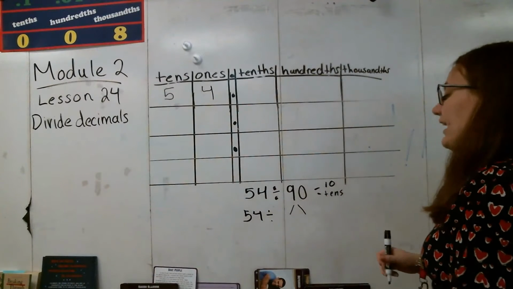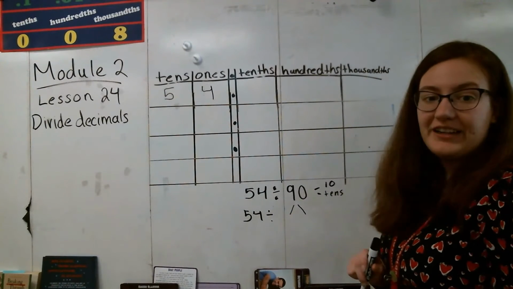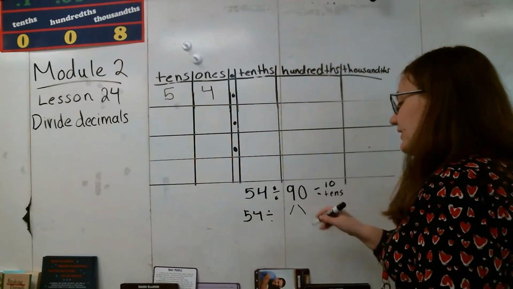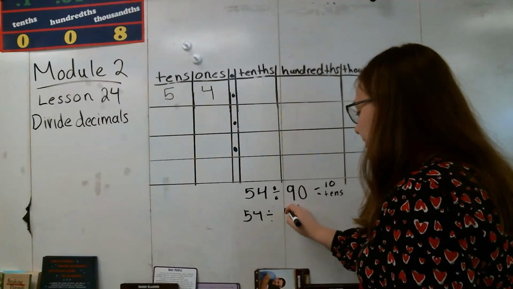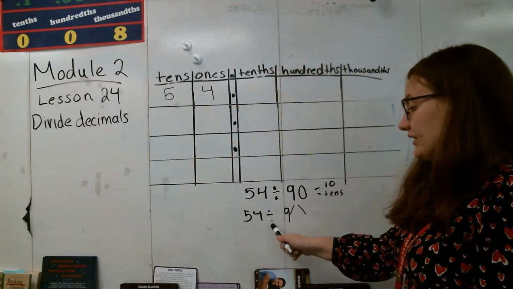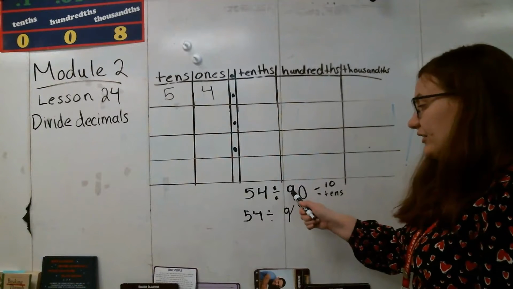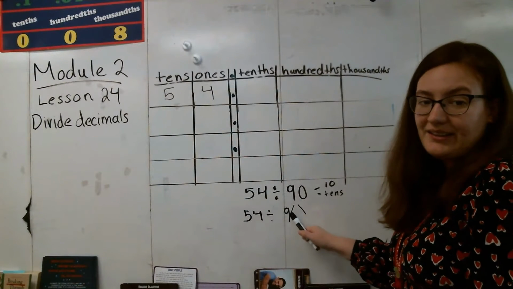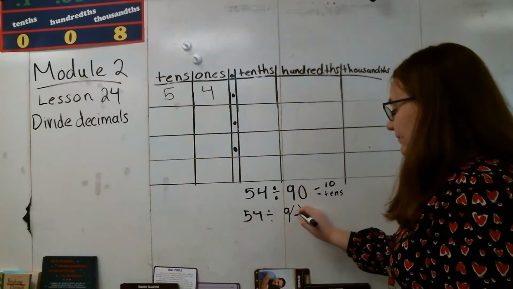So what I see is that I have 9 in my tens place. That number, it's in the tens place. So I'm going to put that number right there. So now I have 54 divided by 9. So I just brought down that 9 that's in the tens place. I just brought it down.